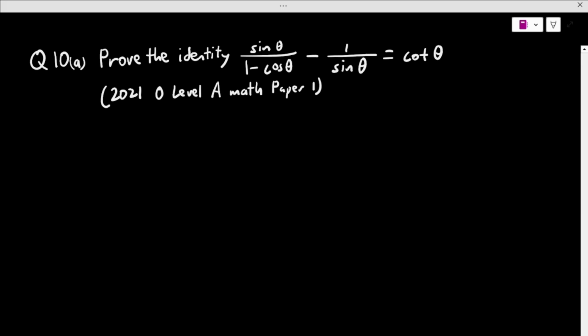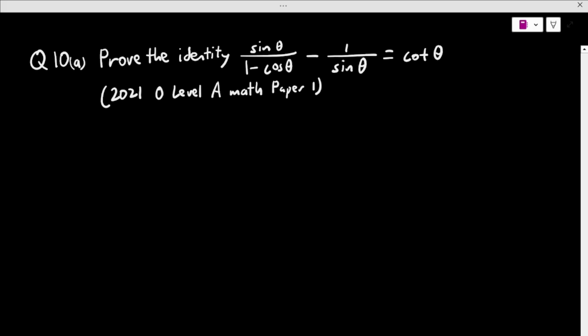Hi and welcome. Today we're going to go through 3 different problems on proving trigonometric identities. First things first, we have the 2021 O-Level A Math Paper 1 question right here, which is to prove this identity: sine of theta over 1 minus cosine of theta, minus 1 over sine of theta, is equal to cotangent of theta.